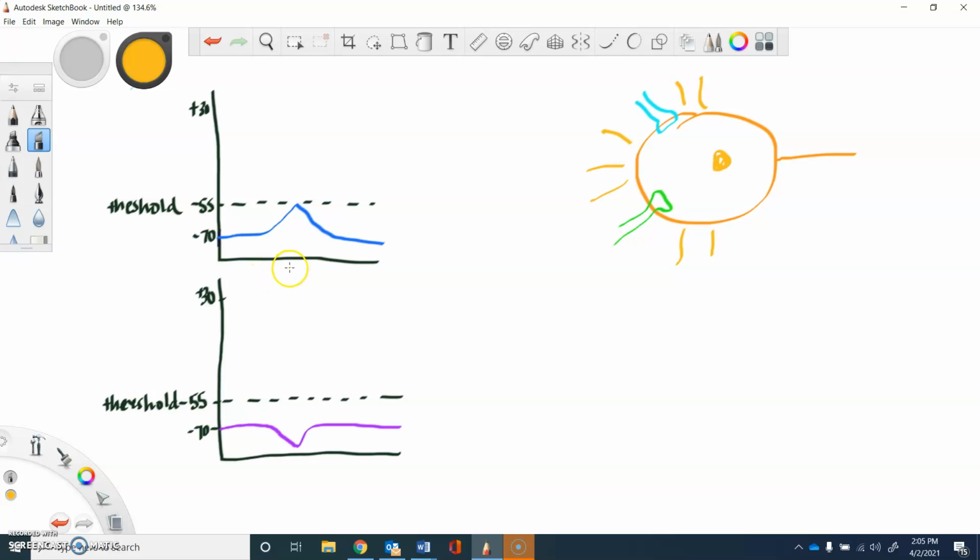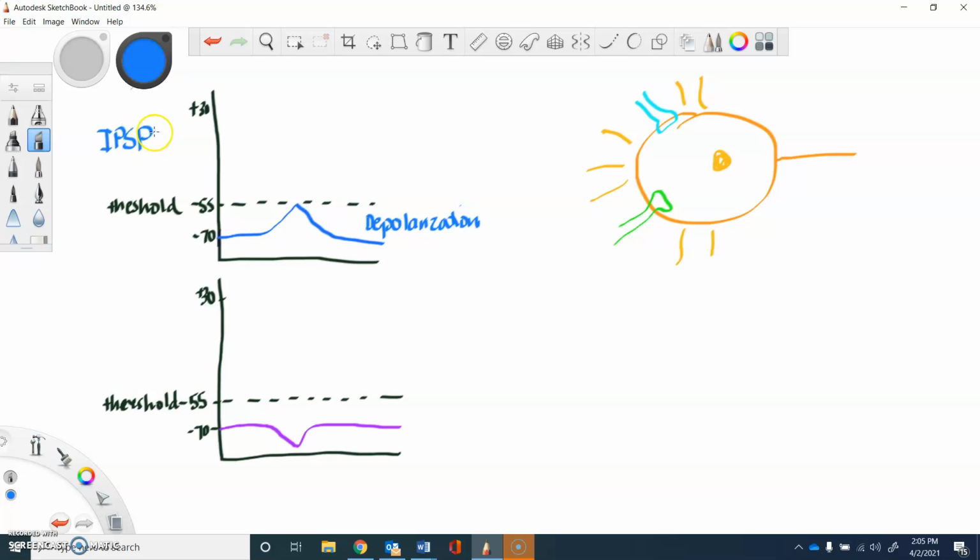So we know that graded potentials can either be excitatory or inhibitory, or a depolarization or a hyperpolarization. On this first graph, this shows a depolarization. You can see it starts at -70 and it comes up towards threshold and then back down. That is a depolarization. So it's excitatory. It's getting the membrane more positive.